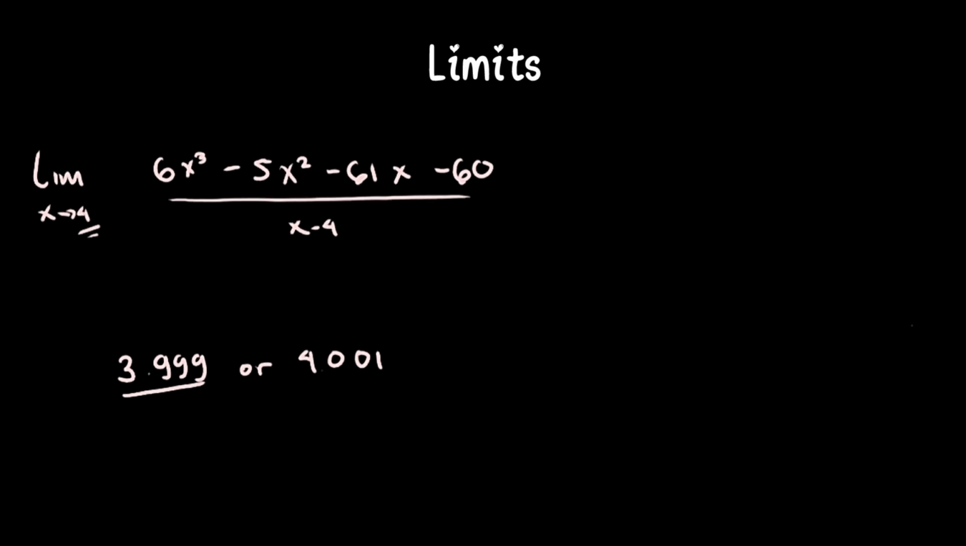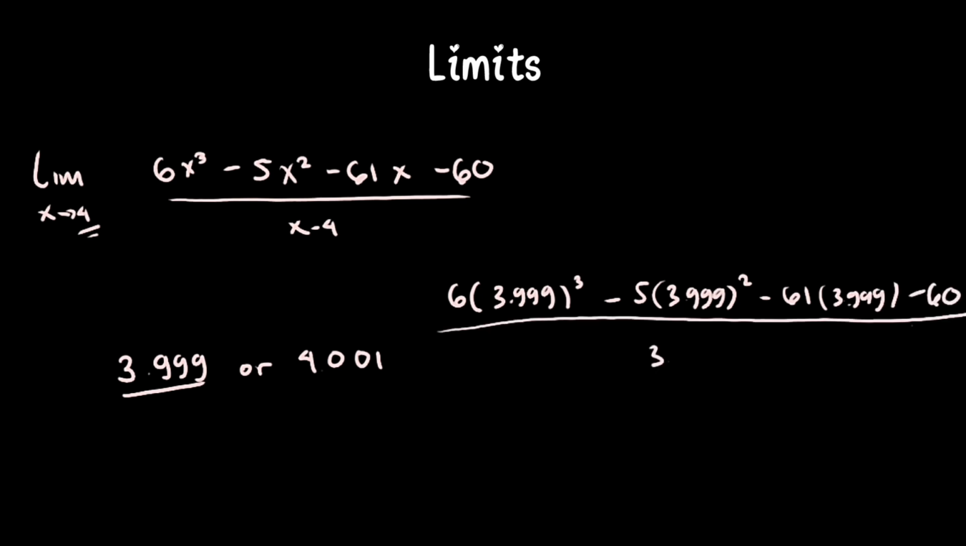Substituting 3.999 in the equation gives us 6 times 3.999 cubed, minus 5 times 3.999 squared, minus 61 times 3.999, minus 60 over 3.999 minus 4. After computing this, we get 186.933006. This is approximately 187. So the limit of 6x cubed minus 5x squared minus 61x minus 60, over x minus 4 as x approaches 4 is 187.